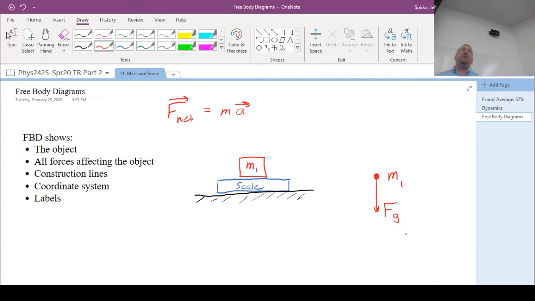Now, a force isn't just something that tries to make something move. It can also be something that tries to prevent something from moving. It can be acting against another force. So this thing is being lifted up by the scale. Gravity's pushing down, the scale pushes up. So we have a force heading in the other direction. This is called F sub n.